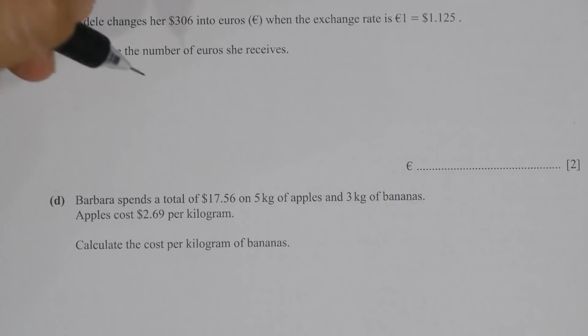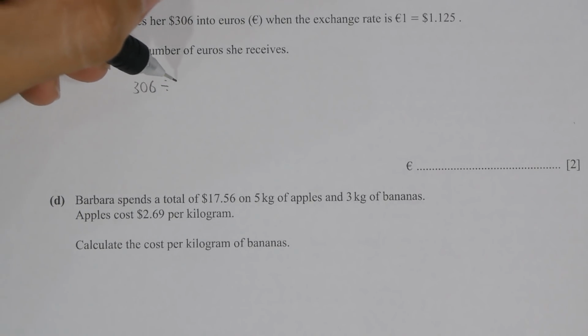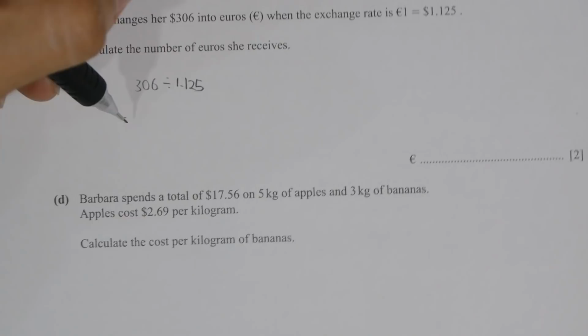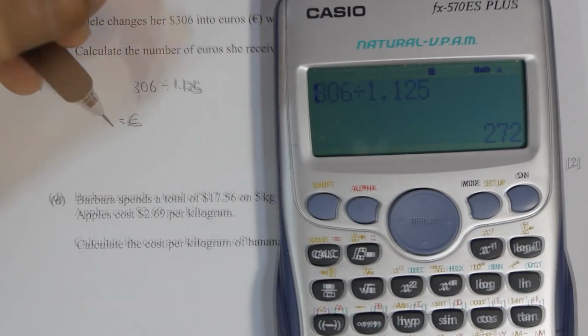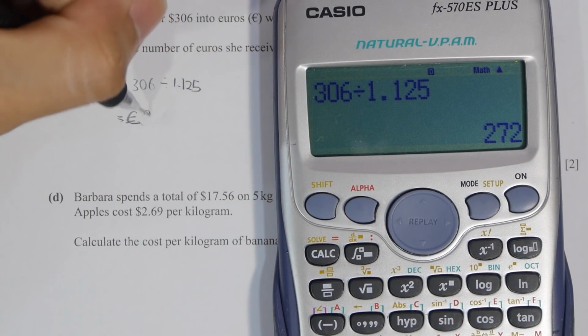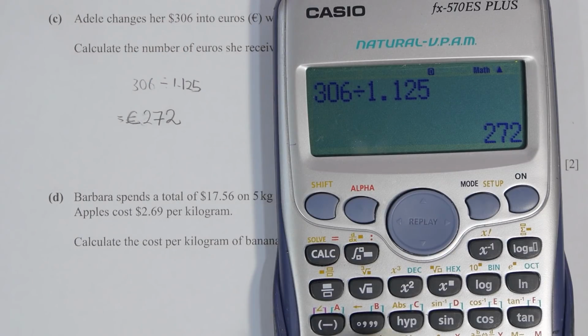Question 3. Change her 306 into euros. So simply take 306 divided by 1.125, then you get 270 euro.